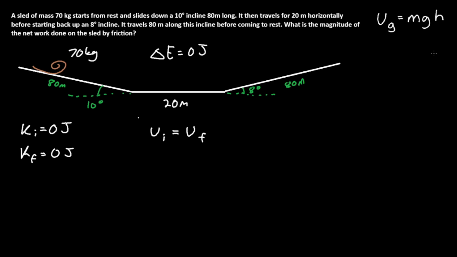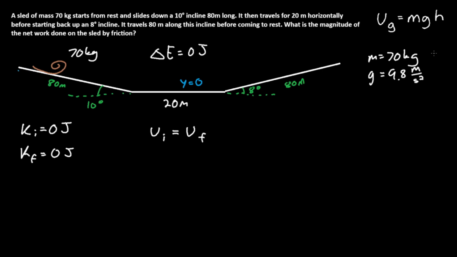We have mass. Mass is equal to 70 kilos, and gravity is equal to our gravitational constant. But we don't have the heights. How do you calculate the heights? Well, you have our flat surface here. This looks like the best place to set y equals 0, at the flat surface here. So we need to calculate the heights for both of these hills.